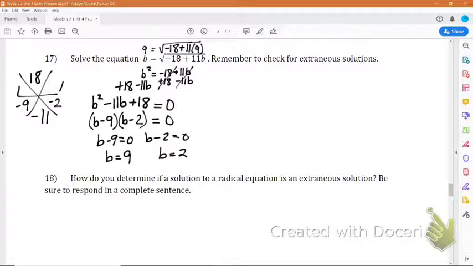Can I just write extraneous solutions are false when you plug them into the original equation? So you get a false statement when you plug it into the original equation. It can't be anything modified, it has to be the original. So if you plug it into the original equation and get a false statement, then it's extraneous. Something along those lines for question 18.